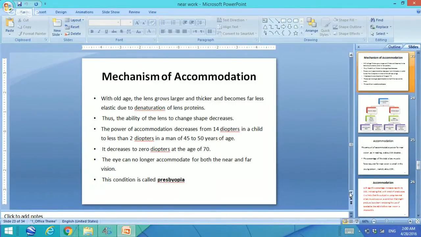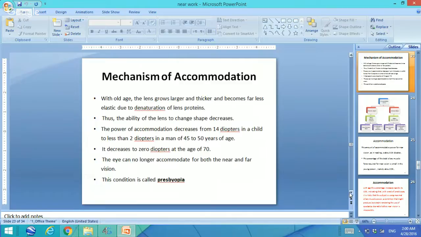With aging, the lens grows larger and thicker and becomes far less elastic due to denaturation of the lens protein. Thus, the ability of the lens to change shape decreases. The power of accommodation decreases from 14 diopters in a child to less than 2 diopters in about 45 to 50 years, and to nearly zero at about 70 years. The eye can no longer accommodate for both the near and far.